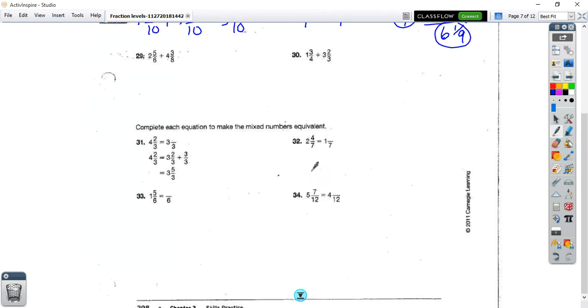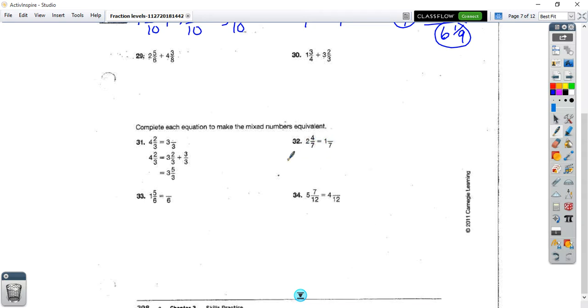These problems, it's just the idea of borrowing. So essentially what I'm going to do is I've got this 2 and 4 sevenths, and I'm going to do it step by step for the first one, and the next two I'll just do quickly. So I've got 2 and 4 sevenths. Well, this 2, we've got to turn this into 1 in some type of sevenths. So we're just going to borrow.